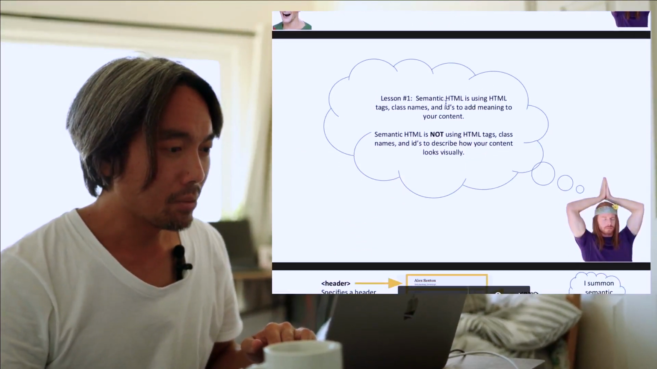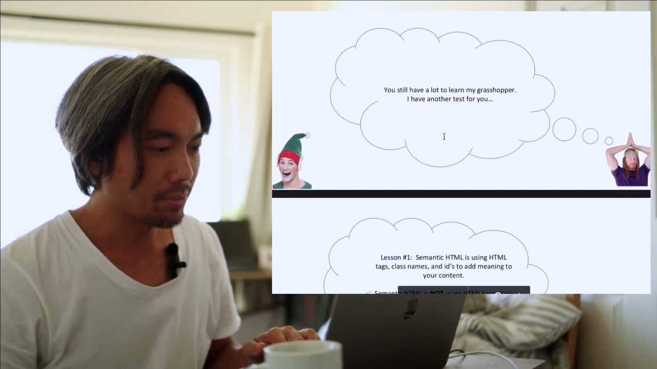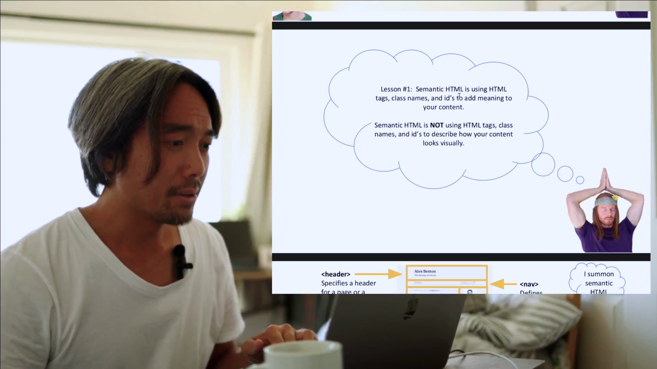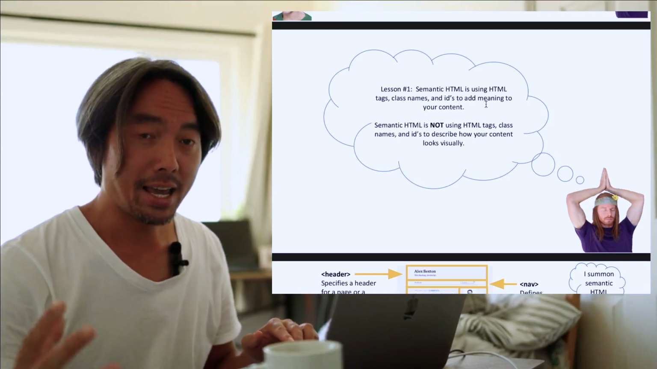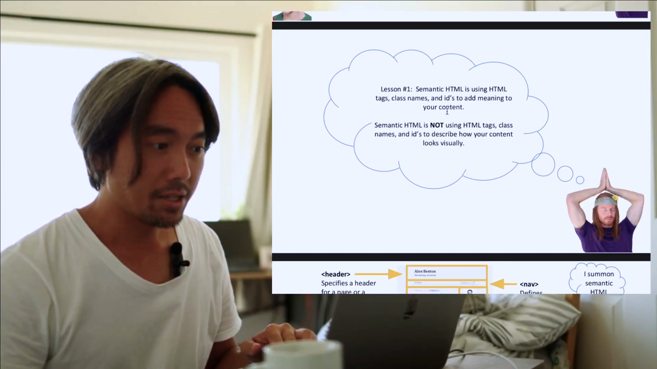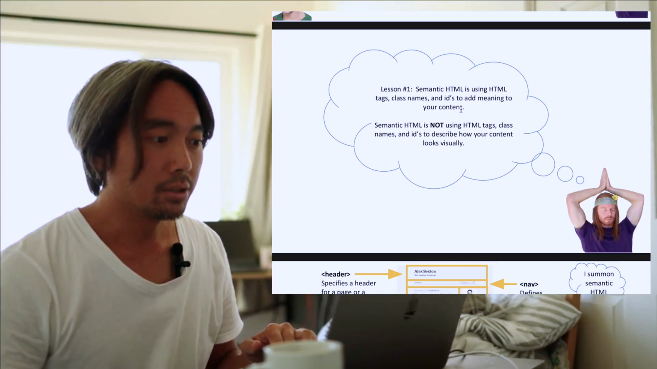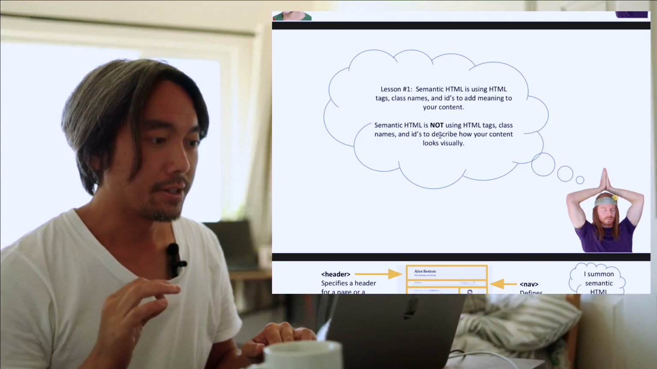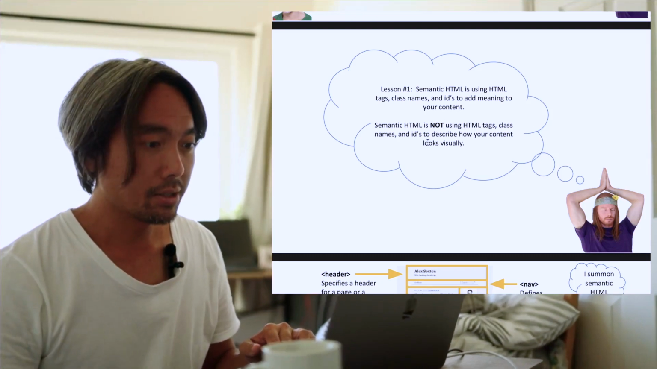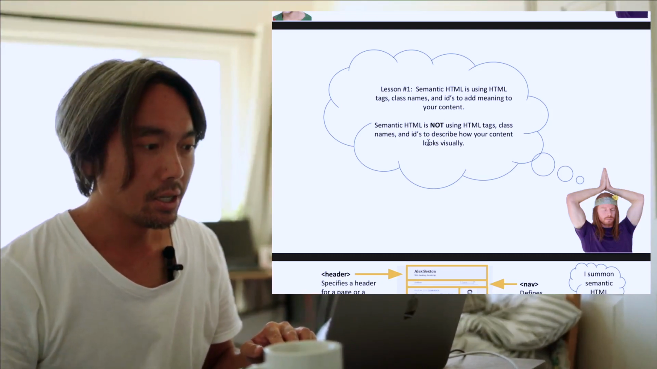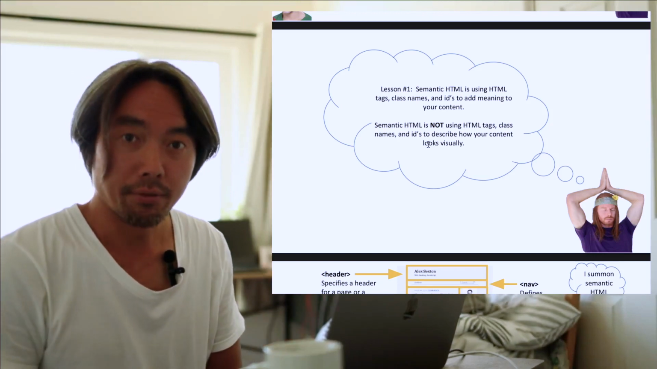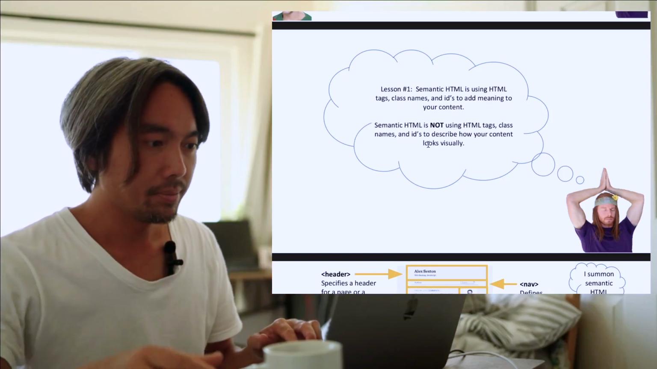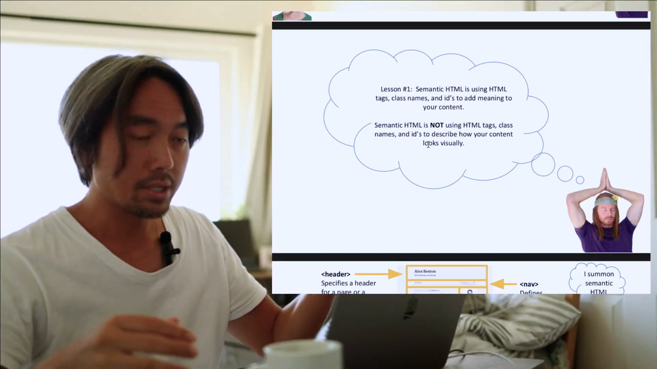All right, lesson number 1. Okay, so he's going to test him with something else, but he's first saying that lesson number 1 here, semantic HTML, is using HTML tags, class names, and IDs to add meaning to your content. Semantic HTML is not using HTML tags, class names, and IDs to describe how your content looks visually. Okay, so note those two differences. What is semantic HTML versus what is not semantic HTML?